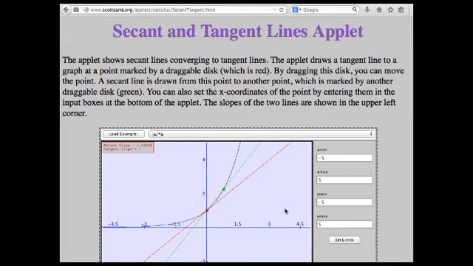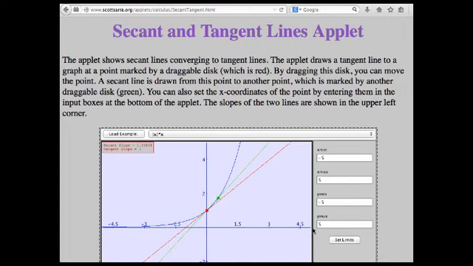And this is where the limit idea comes in, because notice what's happening to that green secant line as I move the green point closer to the red point. That green line is tilting towards the red tangent line. So if I move the green point again a little bit closer and calculate a new slope, this is where the limiting idea comes in.